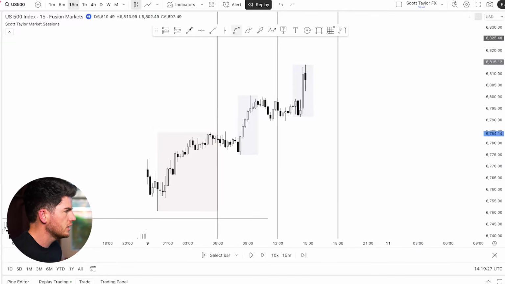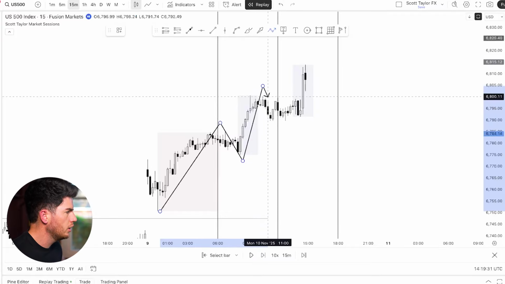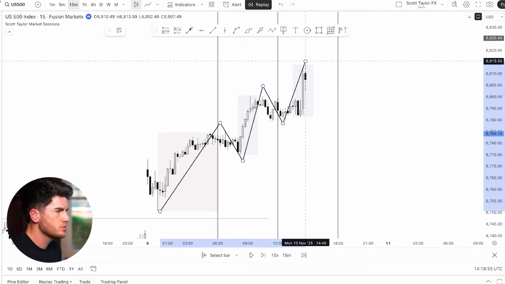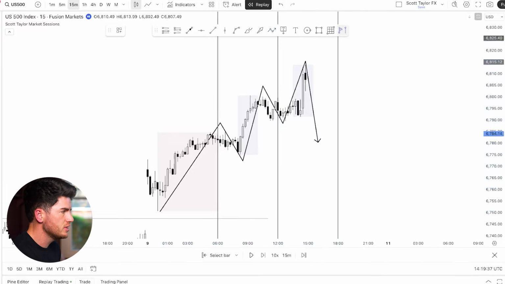We've simply seen higher highs and higher lows. Now, that's not normal for the stock market. What's normal is a run on liquidity and then a continuation.